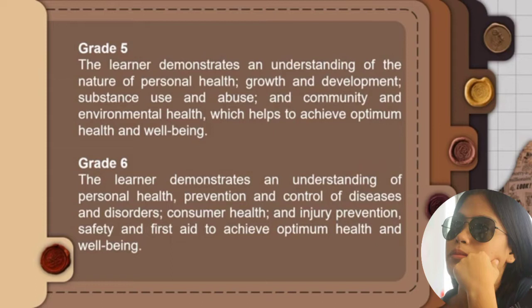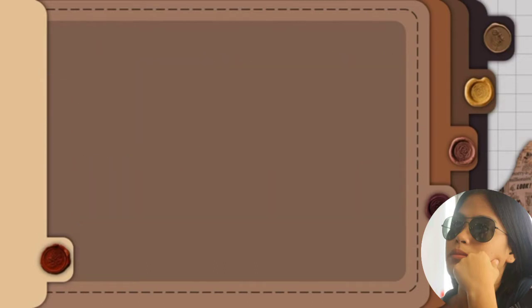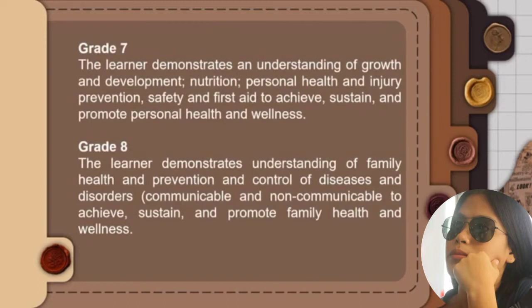In grade 6, the learner demonstrates an understanding of personal health, prevention and control of diseases and disorders, consumer health and injury prevention, safety, and first aid to achieve optimum health and well-being. In grade 7, the learner demonstrates an understanding of growth and development, nutrition, personal health and injury prevention, safety and first aid to achieve, sustain, and promote personal health and wellness.